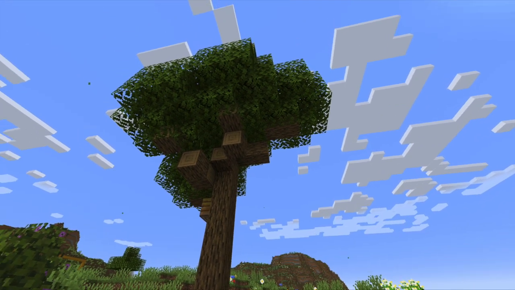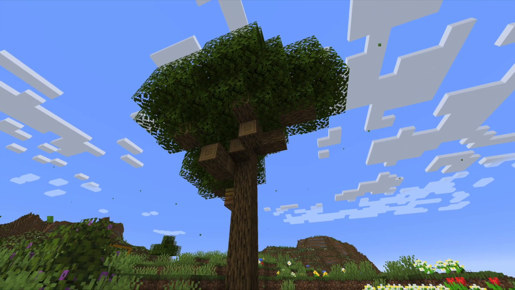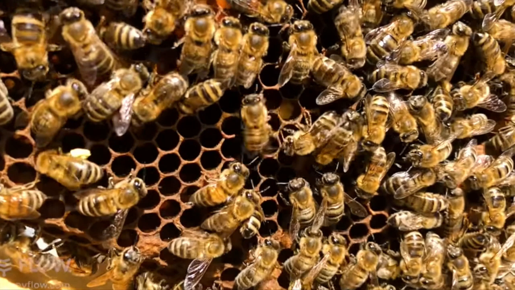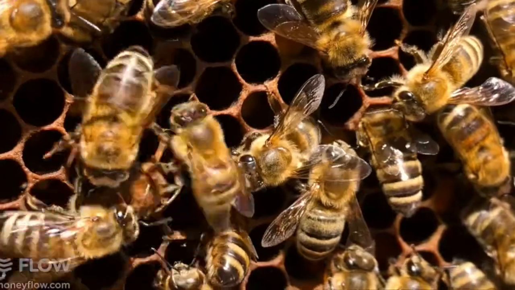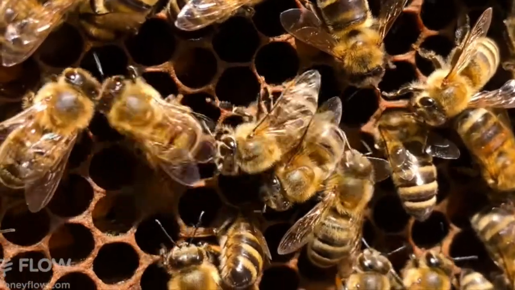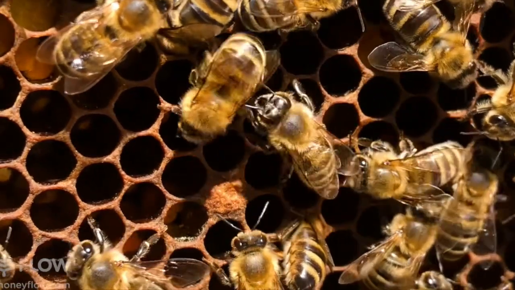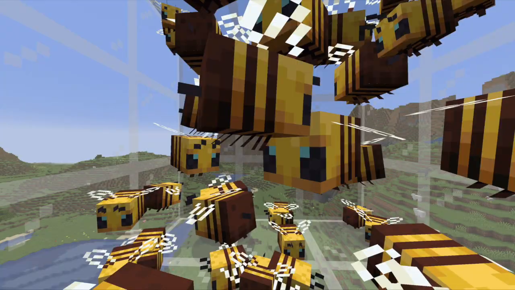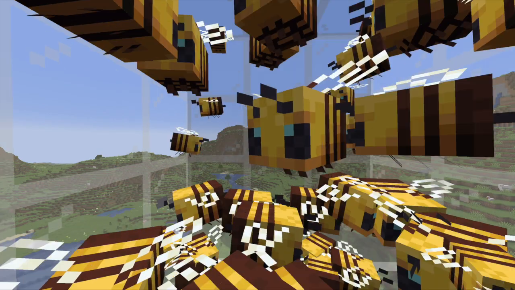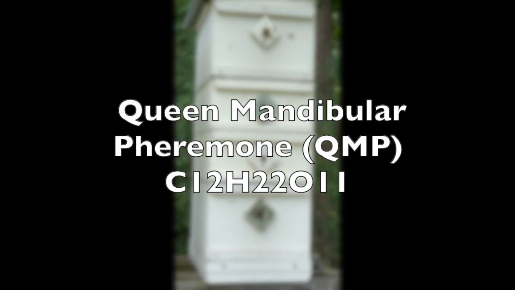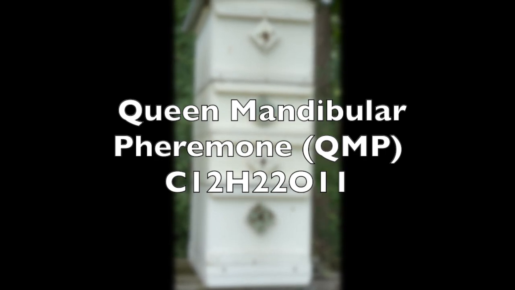But wait, you might be saying, how does the bee even know how to retrieve the honey in the first place? Bees can't even talk. Well, this is through the use of pheromones. Pheromones are chemical compounds that can be released by the queen and received by other bees to communicate. This can include things like mating, protecting the hive, and foraging. One of the most frequently released pheromones is called the queen mandibular pheromone, also known as QMP.